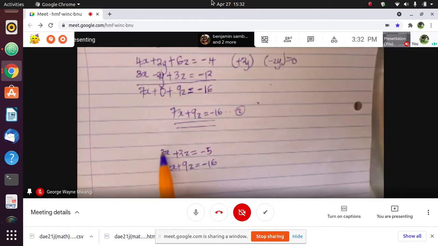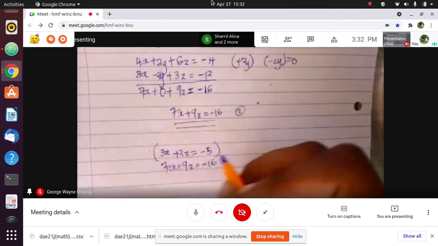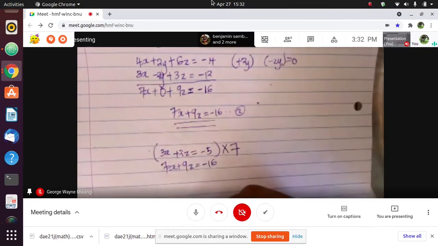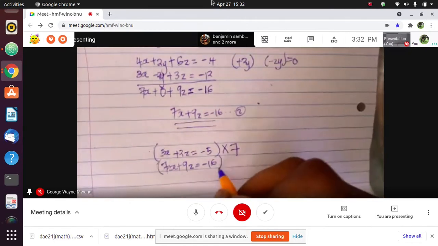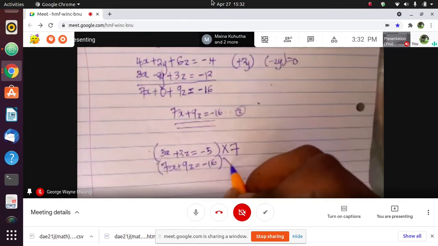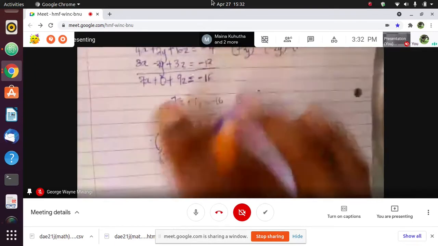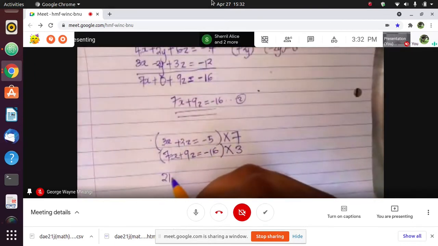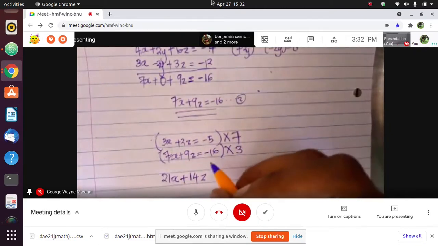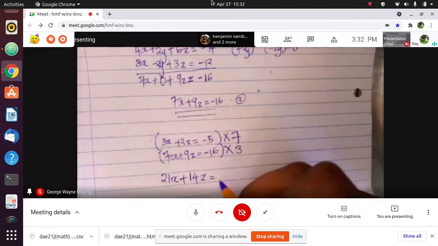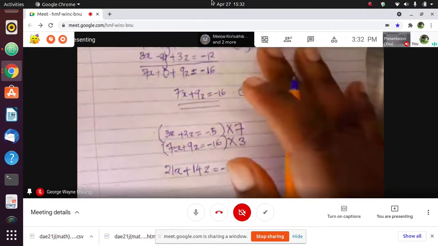Let's take a common coefficient to be 21. The LCM, the lowest common multiple of 3 and 7, is 21. So what will I do to 3 to get 21? Multiply by 7. So I will multiply the whole equation by 7. Now what will I do to 7 to get 21? I will multiply by 3. Therefore, this will be 21x plus, 7 times 2 gives me 14z is equal to minus 5 times 7, which is negative 35.